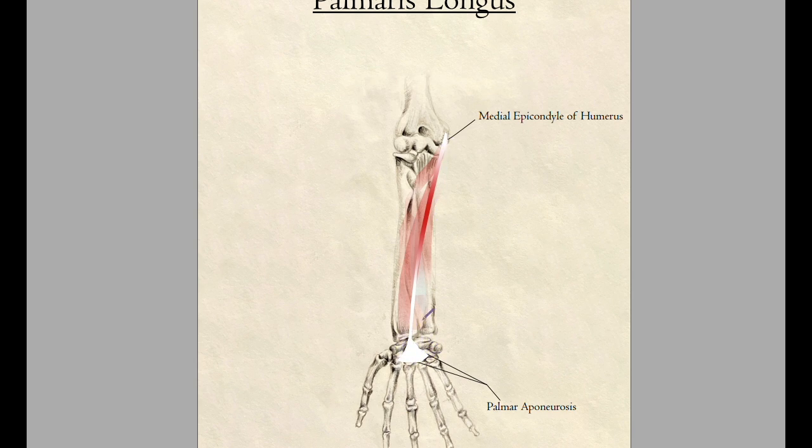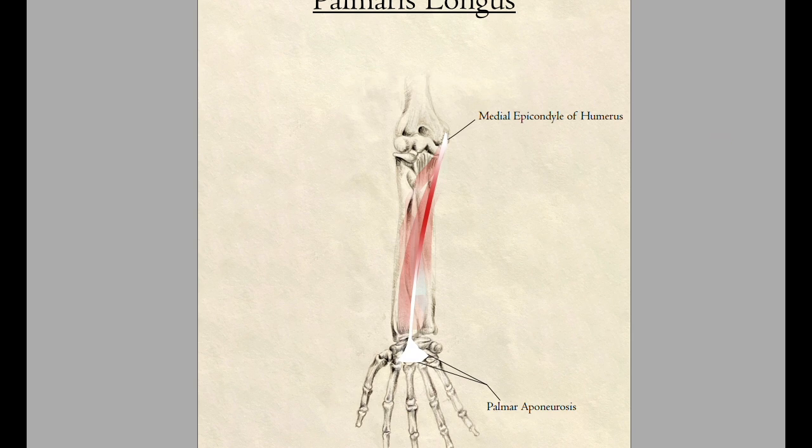Some people do not have this muscle. The way you can test to see if you have it is to touch your thumb to your pinky and then flex your hand. If you see a very prominent tendon presenting itself over your wrist, that is your palmaris longus. I think about 20% of the population doesn't have a palmaris longus.